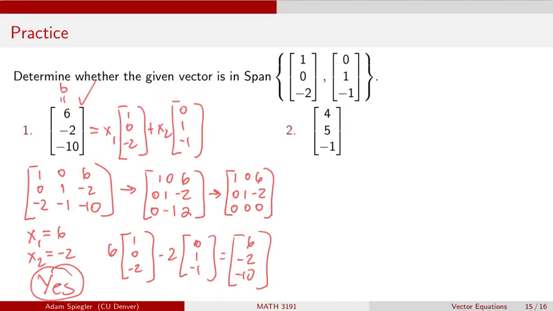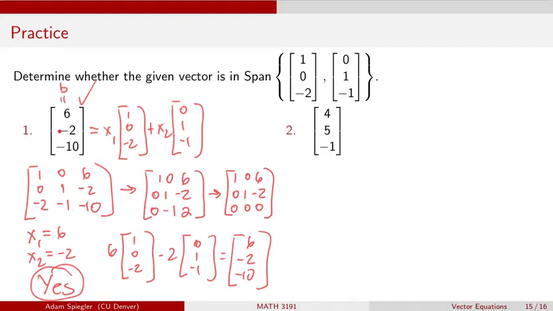And you may solve this in a different way. So actually, in this case, it's not necessary to go through this row reduction. If I want to get a 6 over here, and I'm taking a linear combination of these two vectors, the only way I get a 6 in the first entry is if x1 is equal to 6, right? Because I can't get anything in the first entry from this second vector.